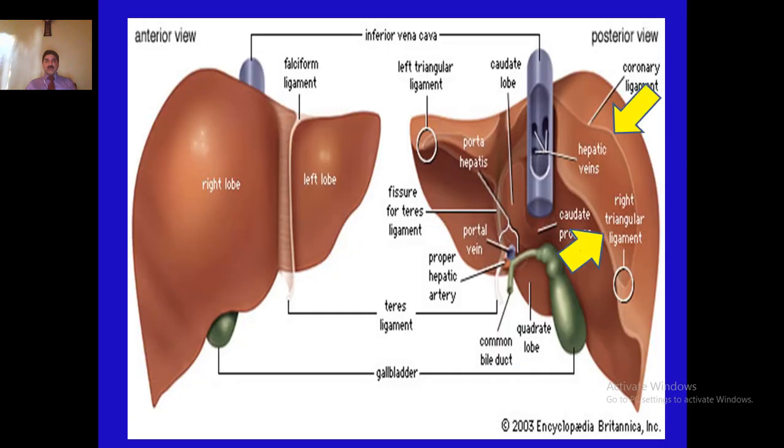Triangular ligament. Between the superior and inferior layers of the coronary ligament, we have a triangular area. Since this area lies between the two layers, we call it the triangular ligament.